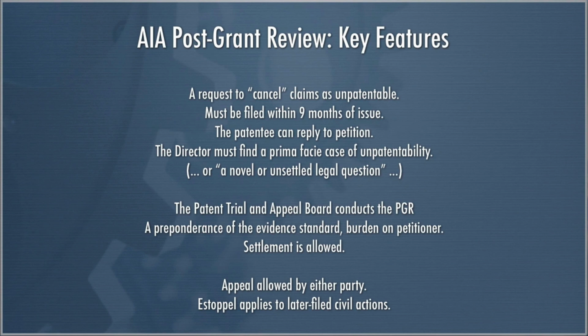Appeal is allowed by either party. So you can appeal to the Federal Circuit if you don't like the decision that's made by the PTO on the post-grant review or by the Patent Trial and Appeal Board. And there are estoppel effects, right? So later filed civil actions will have estoppel effects, meaning any decisions that are actually made during the post-grant review will have estoppel against you, the petitioner, in later filed civil actions.